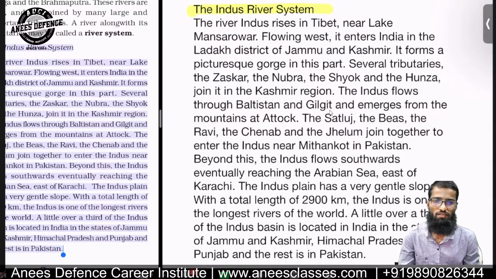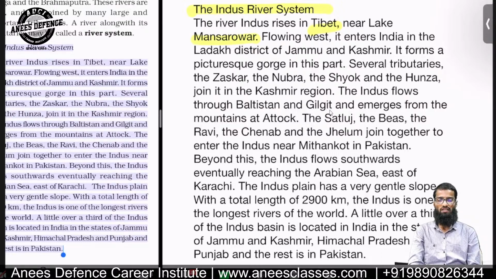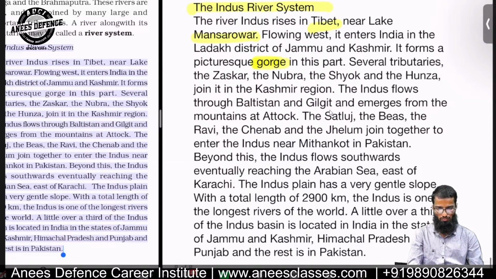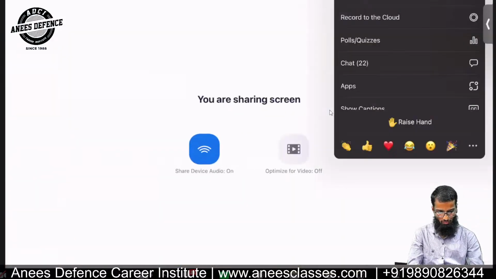The river Indus rises in Tibet near Lake Mansarovar. Flowing west, it enters India in the Ladakh district of Jammu and Kashmir. It forms the Ichusku Gorge in this part. You know about gorge and canyon, that is the vertical erosion of the river. This happens due to the vertical erosion of the river.